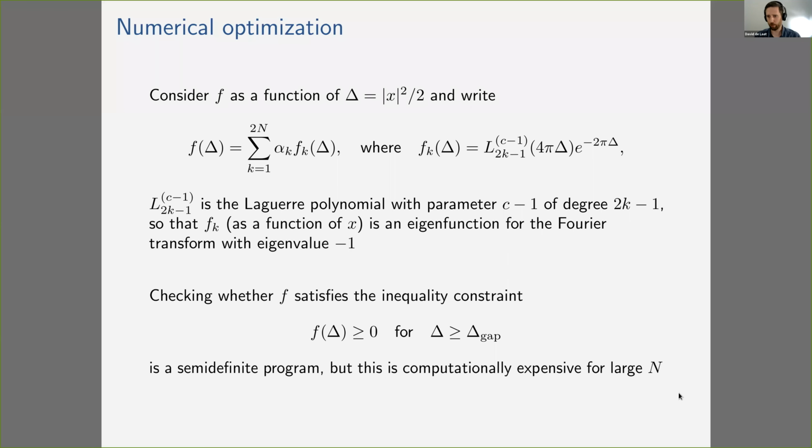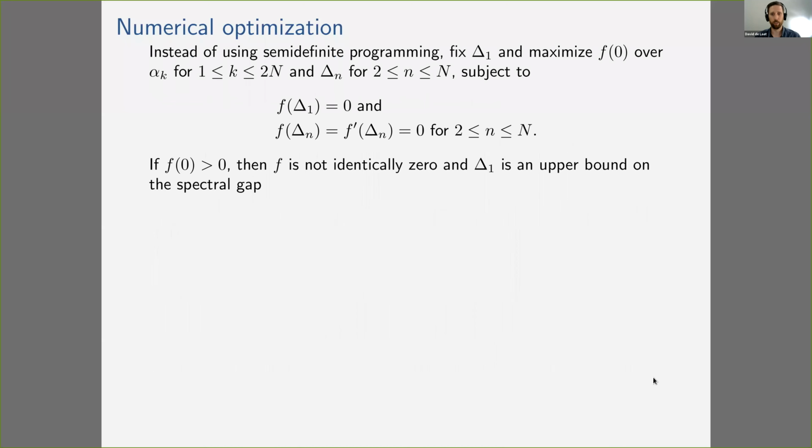So why is this a problem that is computationally expensive for large n? To get good bounds in high dimensions, we need large n. Okay, so numerical optimization. Instead of using semi-definite programming, we can do something else.